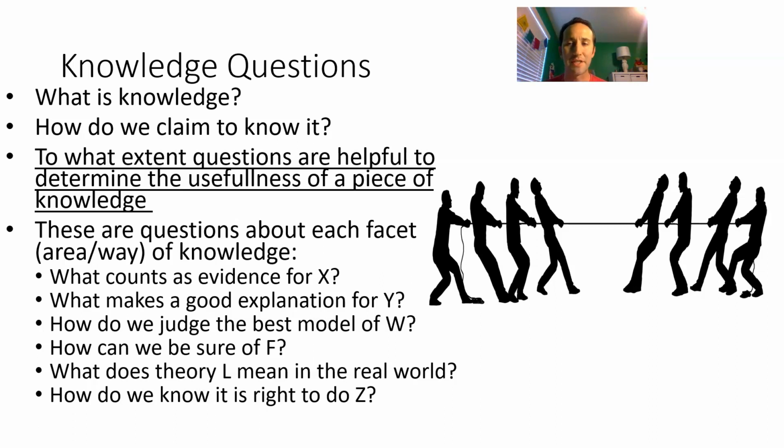And there are questions about each facet, each area, each way of knowing that we can play with, as far as what counts as evidence for a thing. What makes a good explanation for something? How do we judge the best model for this? How can we be sure of it? What does theory mean in the real world? And how do we know it's right to do a thing? For any of this, we're going to debate, we're going to fight, and break down these knowledge questions and claims.